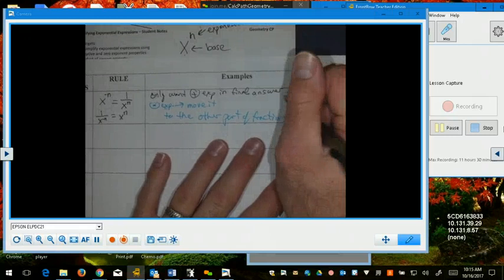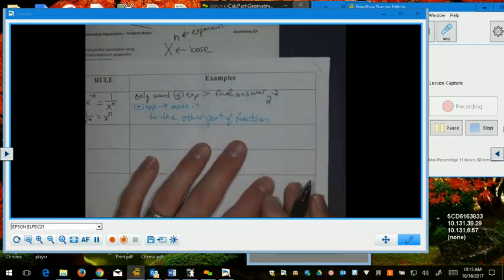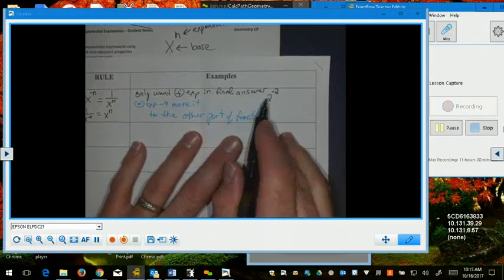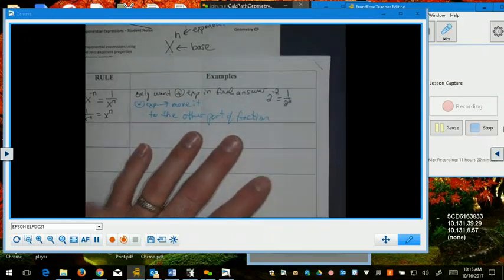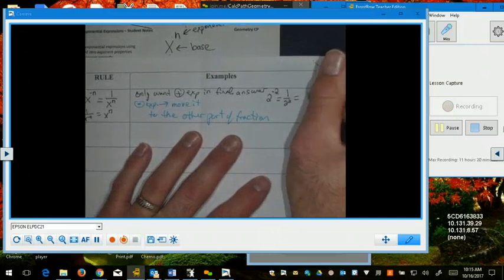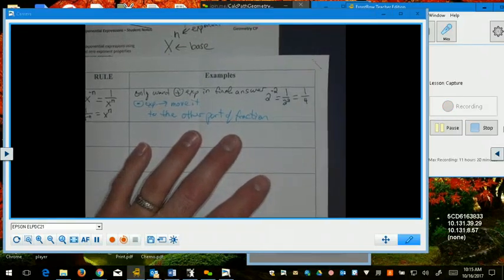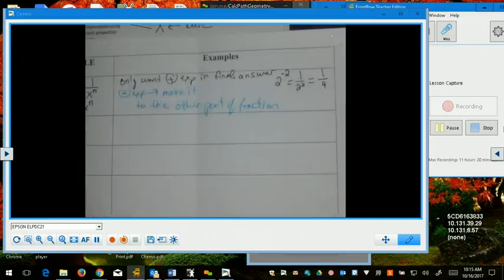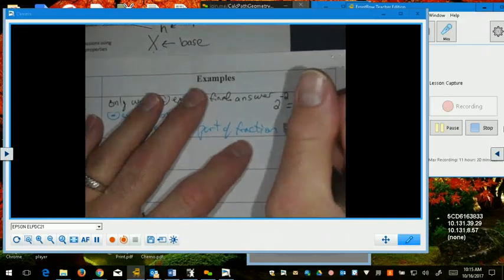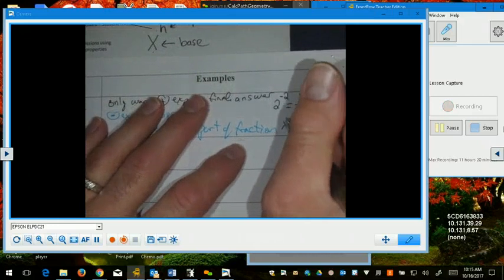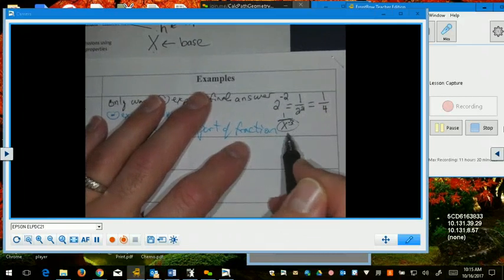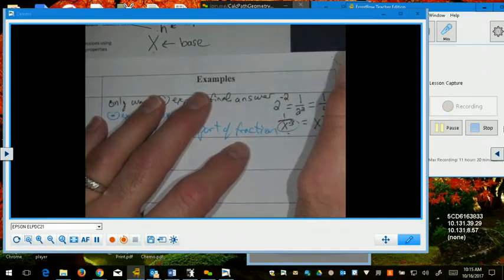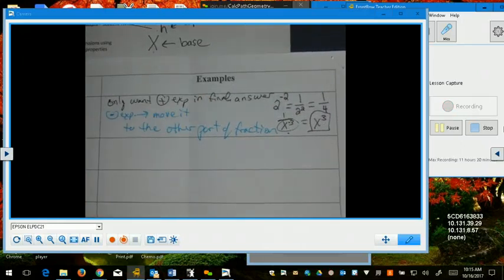Here's an example. 2 to the negative second. Well, I know that's 2 squared, but because of the negative, it's telling me it's in the wrong place. So this is really 1 over 2 squared, and 2 squared is 4. So this is 1 over 4 when I simplify it. If I have 1 over x to the negative third, that negative exponent tells me it's in the wrong place. So that would become x to the positive third.